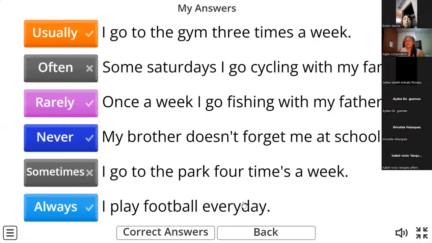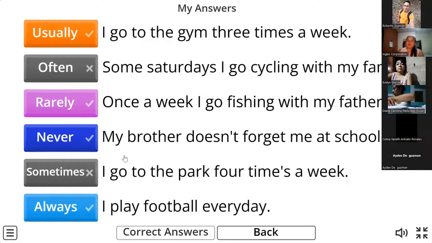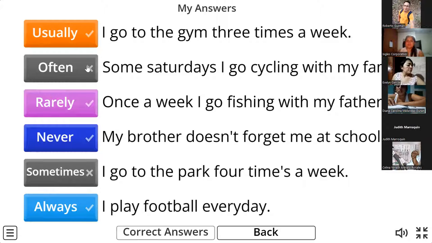Okay, who wants to read all the sentences? Volunteers? Robert, do you mind if you do it? Oh, okay, thank you. Y es necesario que lea lo que hemos ubicado ahorita. I usually go to the gym 3 times a week, for example. Okay. Often, some Saturdays I go cycling with my family. Okay, ¿dónde ubicaríamos la palabra often? En medio de la oración. ¿Cómo? Sería después de I, antes de go, ¿ok? Some Saturdays, I often go cycling with my family.